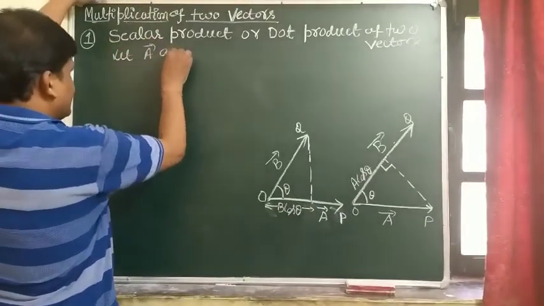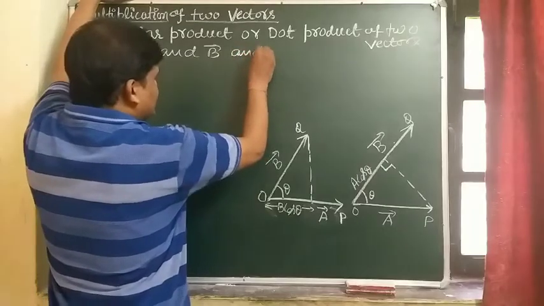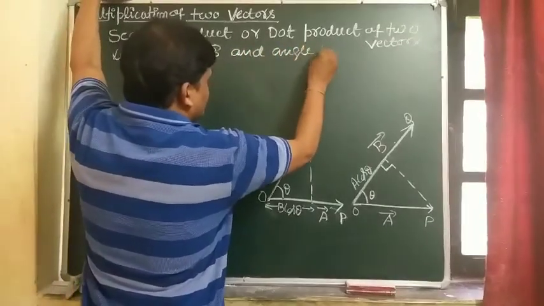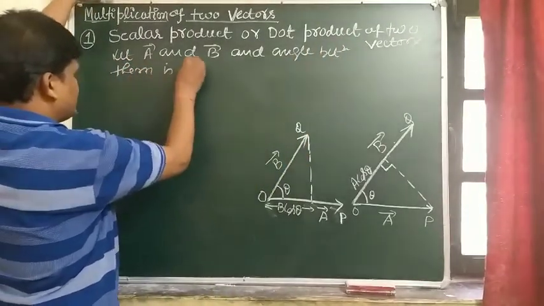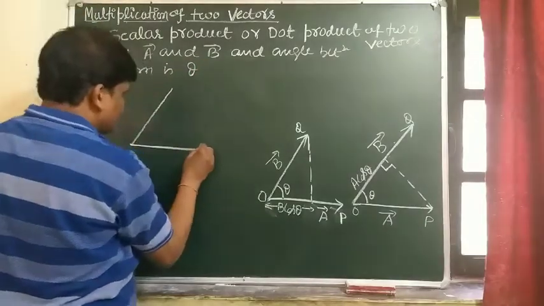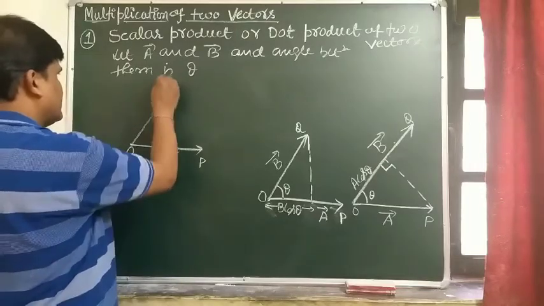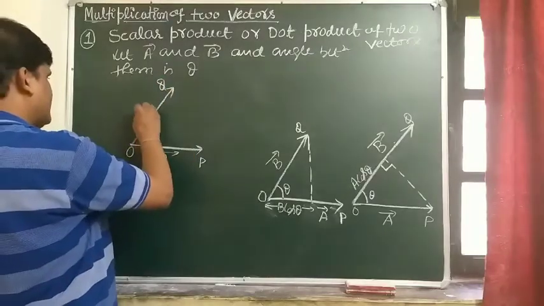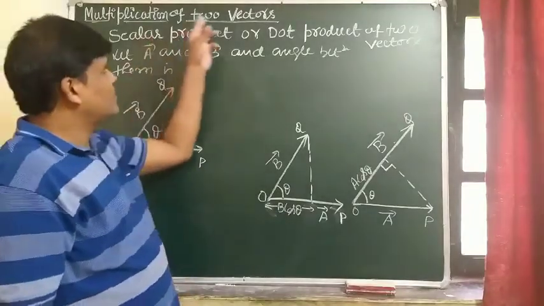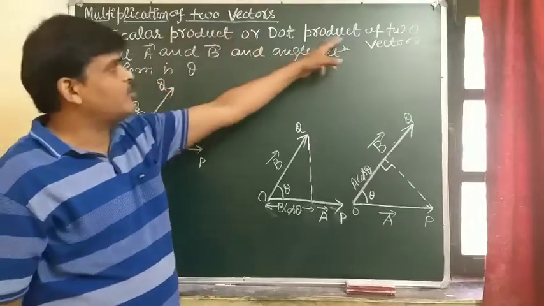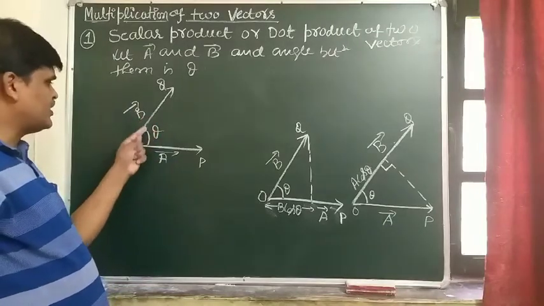Now I am going to explain the scalar product of two vectors. Let there be vector A and vector B, and the angle between them is theta. Suppose OP vector is shown by vector A, and OQ vector is shown by vector B, and the angle between them is theta. So what is the actual definition of the scalar product or dot product of two vectors?